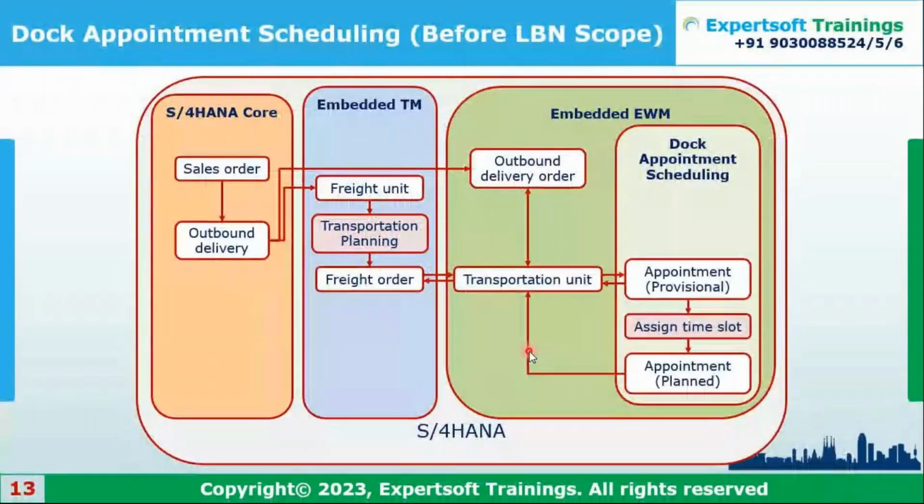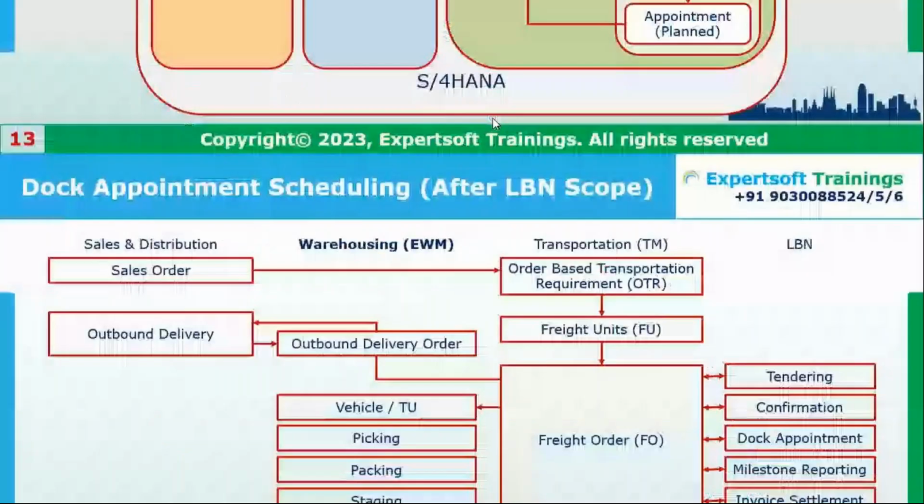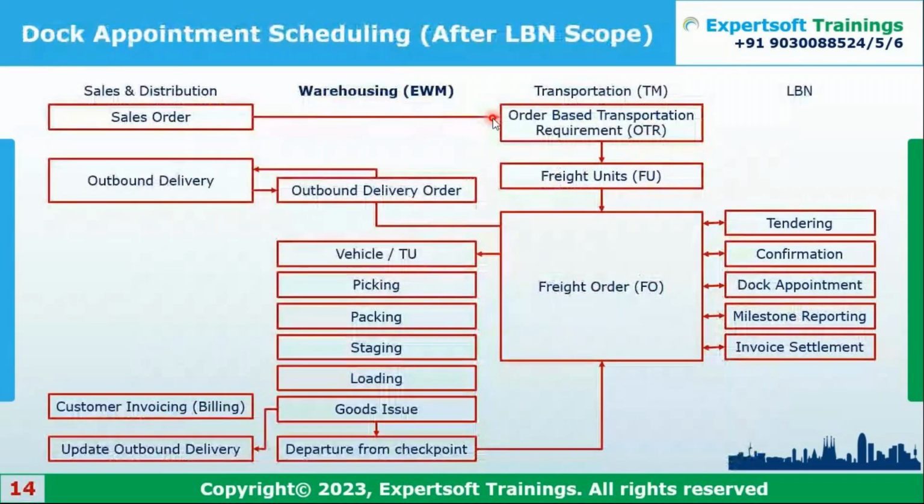Then we have dock appointment scheduling. Based on it, whenever we plan the freight unit side, we will send it back. Normally this is before LBN scope. You know very well that EWM has dock appointment scheduling, and YL has appointment scheduling too, with the help of LBN. Now, what happens with LBN? We can send it to LBN. From LBN, all the information will be the same as it is, but here we will be sending this information to LBN, and LBN can send the dock appointment.